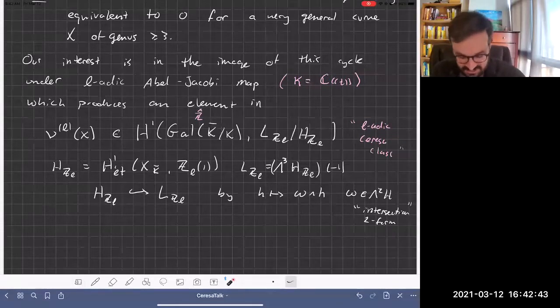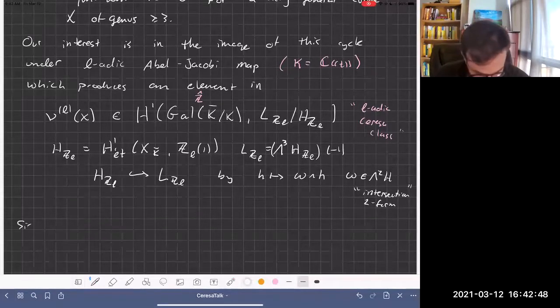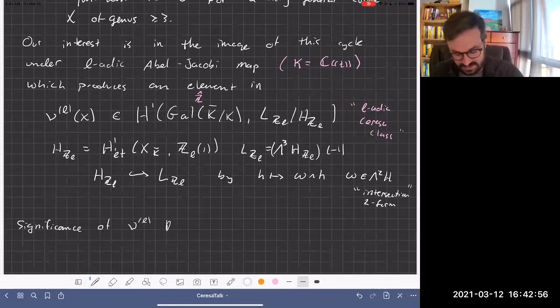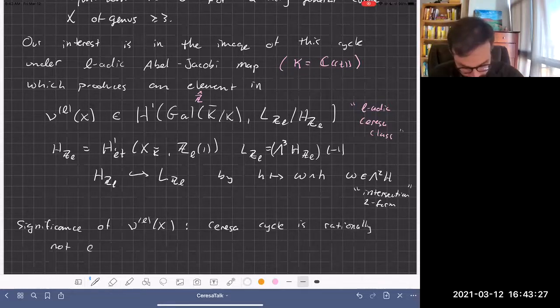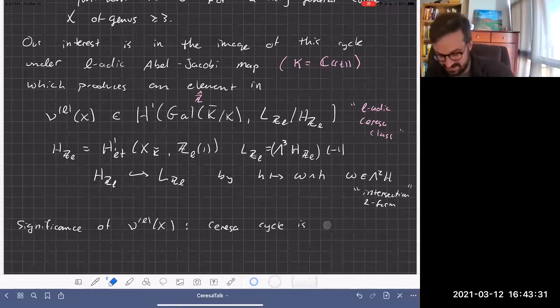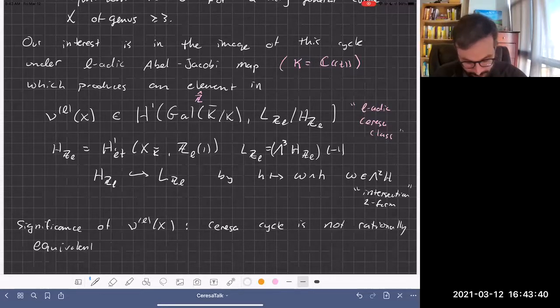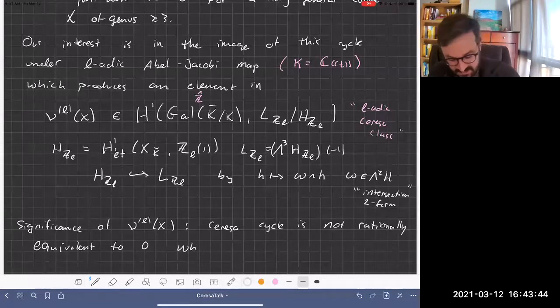Anyway, the significance of this Ceresa class, or I guess nu_L of X, is that the original Ceresa cycle from above is going to be rationally not equivalent to 0 whenever this class is not equal to 0.